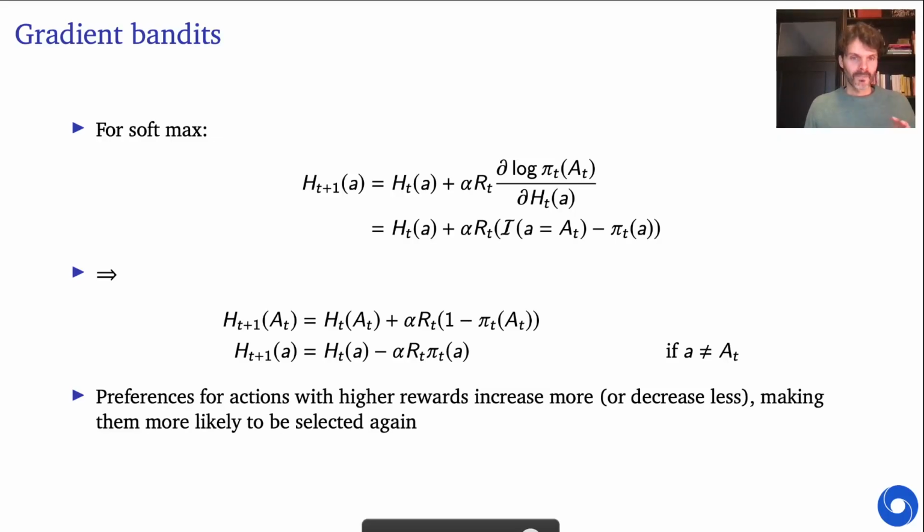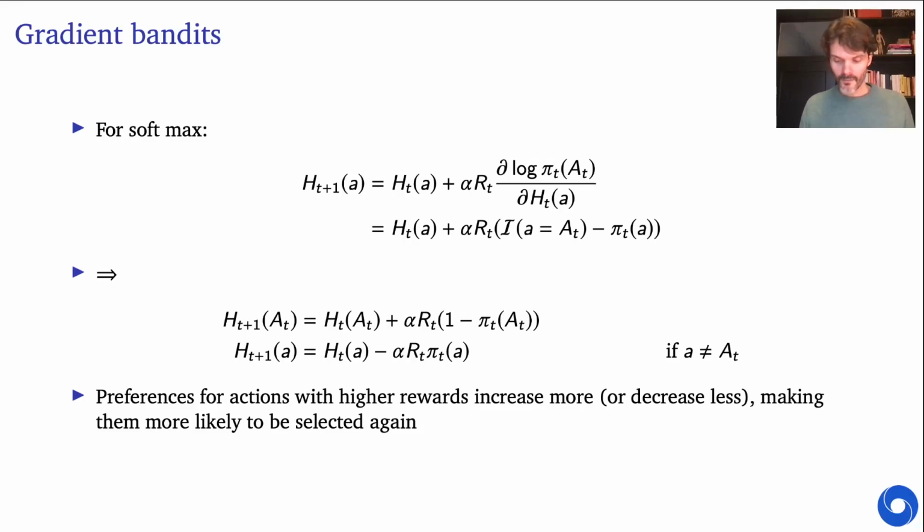Okay, so the intuition is, as summarized here, the preferences for actions with higher rewards increase more or decrease less, making them more likely to be selected again. And that makes it a valid algorithm to learn policies. The exploration here is not very explicit though. The exploration is purely due to the fact that the policy happens to be stochastic.